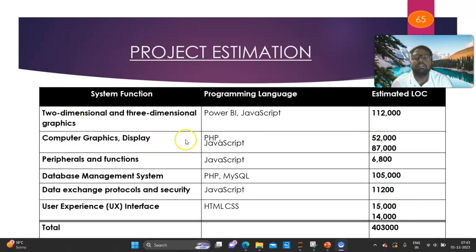The project estimation based on lines of code is represented in a table, which consists of system functions, the programming language, and the estimated lines of code for each of the system functions and the programming language used for each of the system functions.